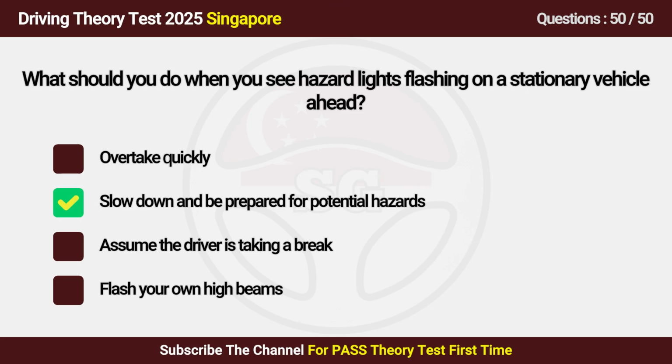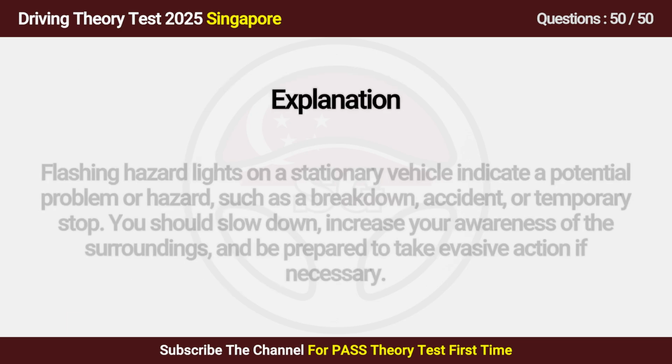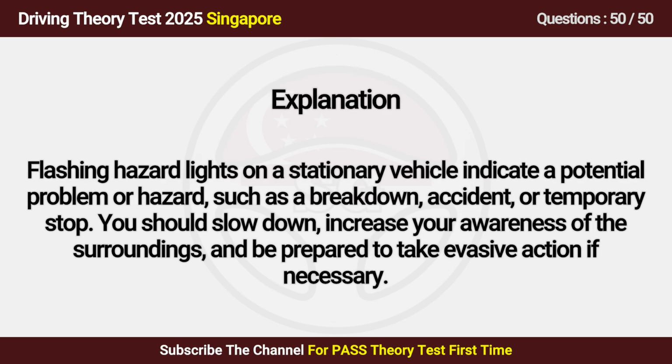Answer is B. Slow down and be prepared for potential hazards. Flashing hazard lights on a stationary vehicle indicate a potential problem or hazard, such as a breakdown, accident, or temporary stop. You should slow down, increase your awareness of the surroundings, and be prepared to take evasive action if necessary.